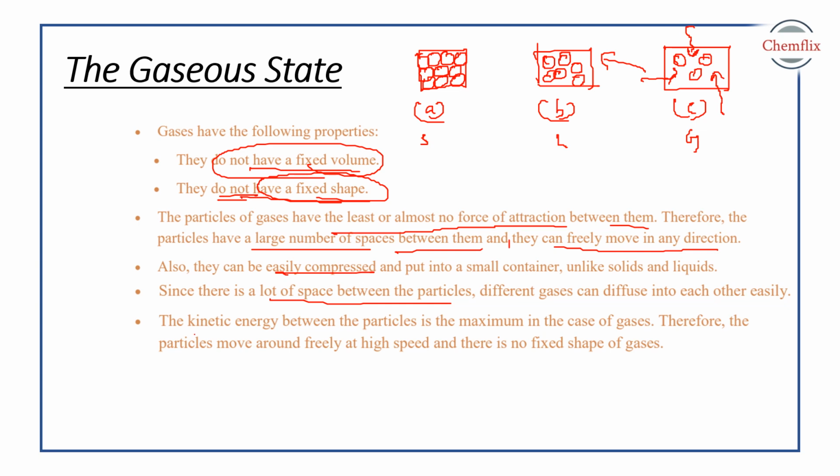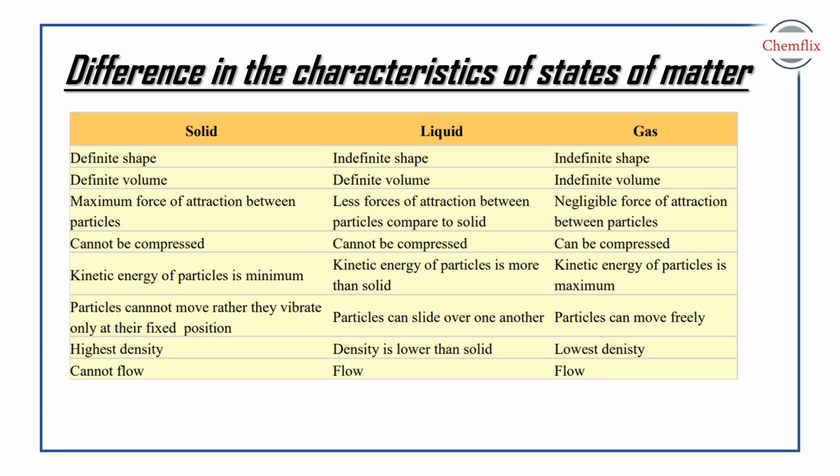Now we are going to discuss kinetic energy. Kinetic energy is the energy of movement. Here, kinetic energy of the particles is maximum in the case of gases because there is a lot of empty space. Therefore, the particles move around freely at a high speed and there is no fixed shape of a gas. Clear?